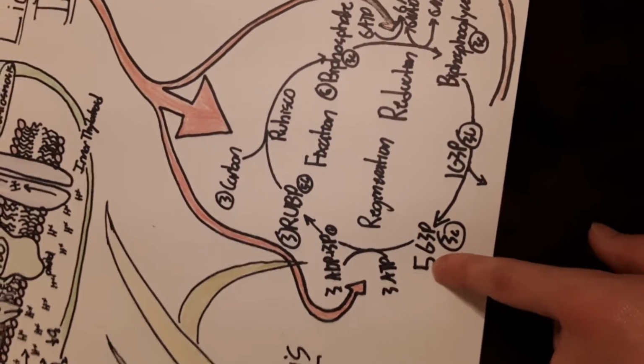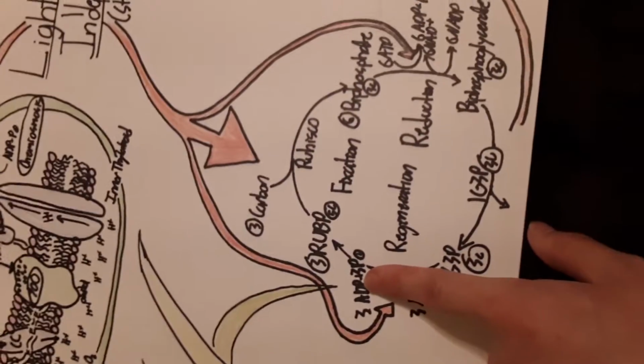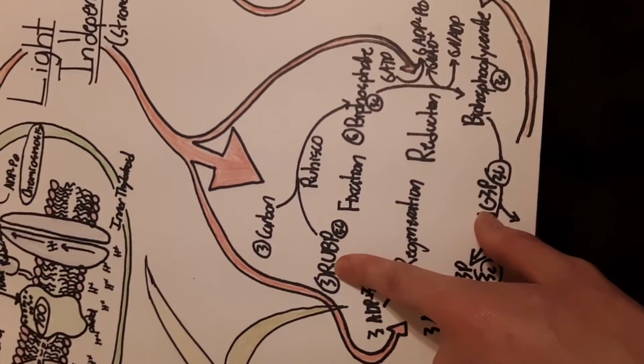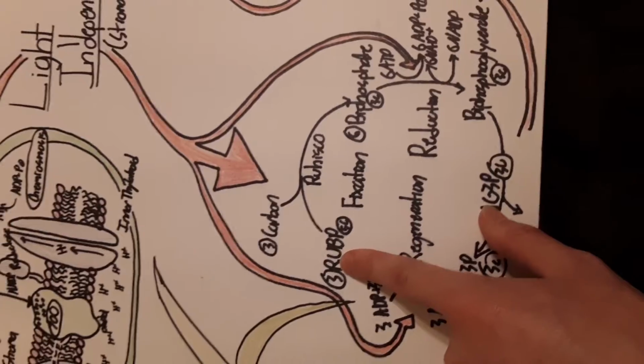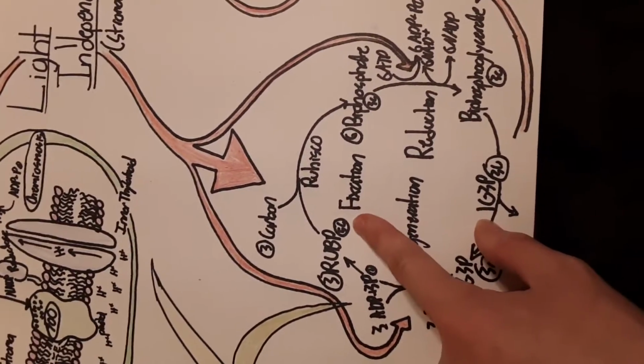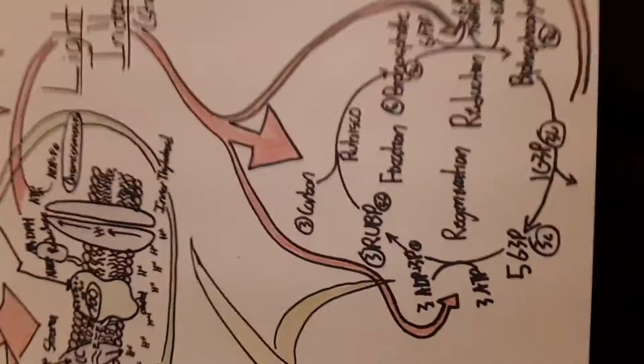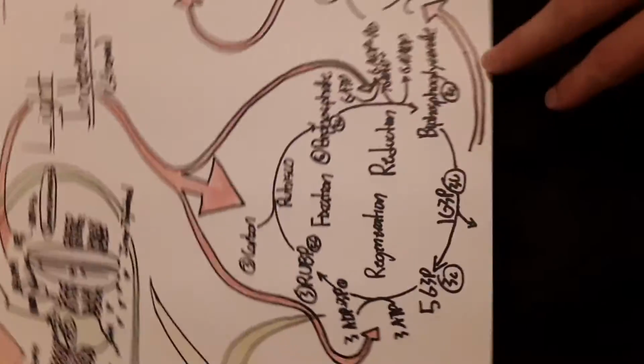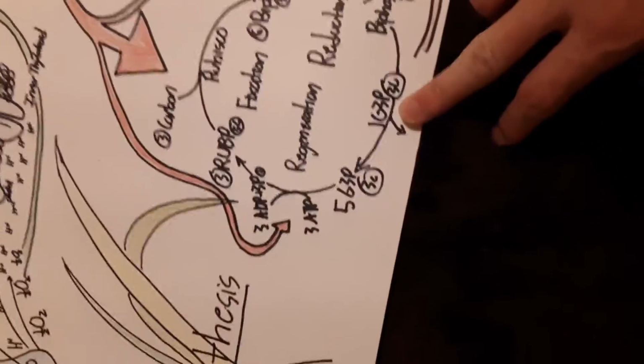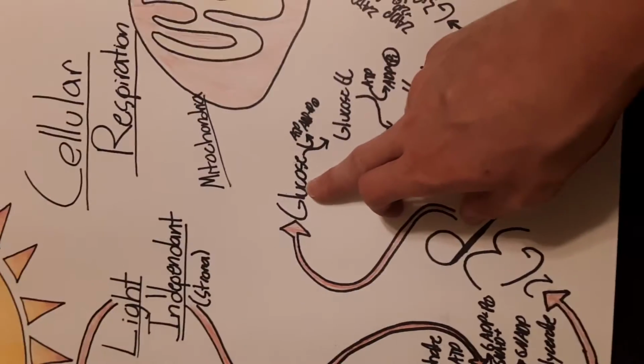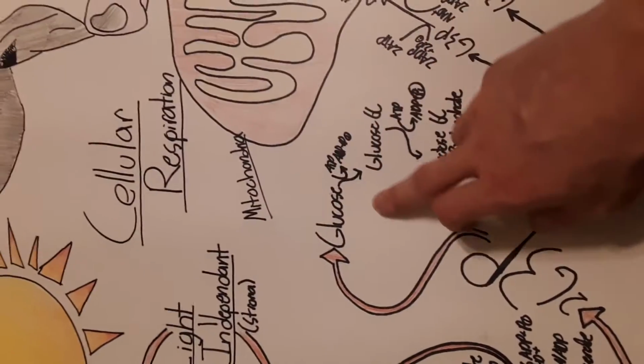And then 5 continue on and are acted on by another 3 ATP, turning them back into RuBP, which is 5 carbon. And so it can continue the cycle. Then the glucose, or the half of a glucose, is given its other half, 2 G3P. That glucose is sent on to cellular respiration.